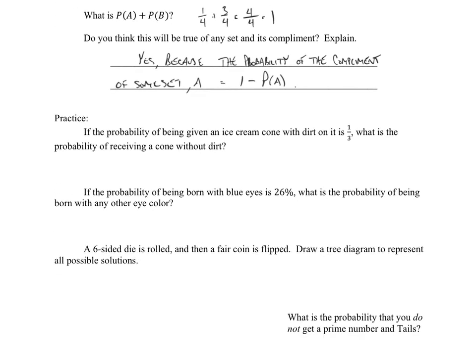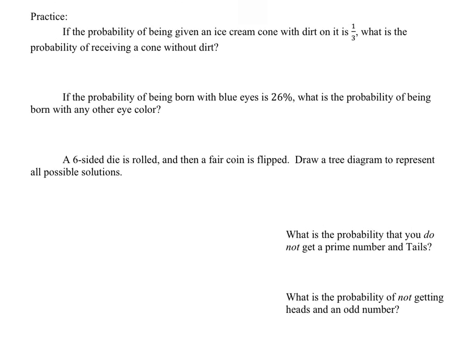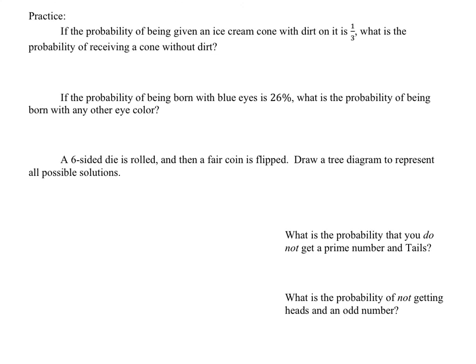All right, so practice. If the probability of being given an ice cream cone with dirt on it is 1/3, what is the probability of receiving a cone without dirt? Well, that's going to be the probability of the complement. So it's going to be 1 minus the probability of dirt, which is 1 minus 1/3, which is 2/3, or 67%. All right, so that's just a quick, easy application of what we just learned.